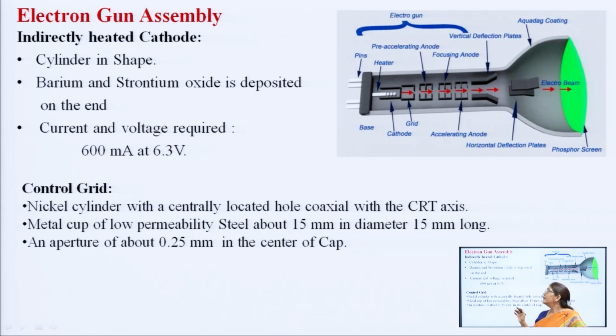Then we can see here there is an aquadag coating, and there is a phosphor coating inside the glass. This screen is made of glass, inside that glass there is a phosphor coating, and inside that phosphor coating there is an aluminum coating or any conducting material coating.